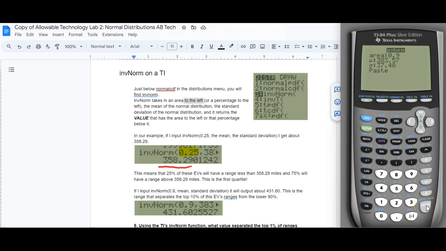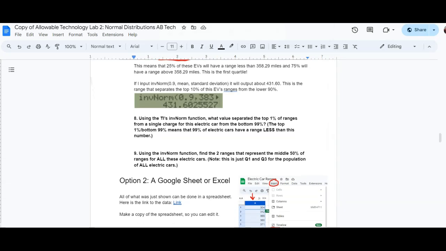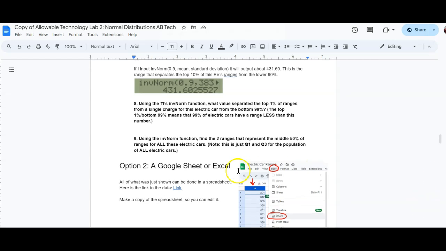All right, the mean is that, the standard deviation is that, that doesn't change. So there is what I get. There's the 431.6 roughly. Now you guys have to answer these questions in bold. All right, what number, what range, just like we did here, instead of the 90th percentile, now we're doing the 99th percentile. The top 1% and the bottom 99%. Right, you need the one that does less than, the below.